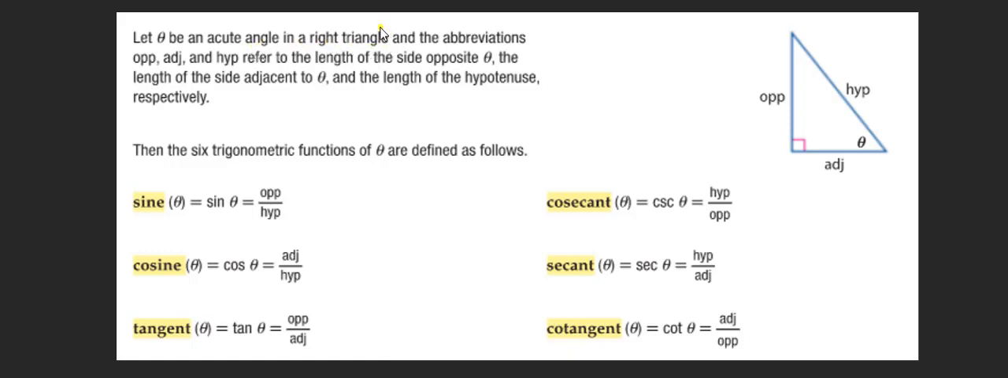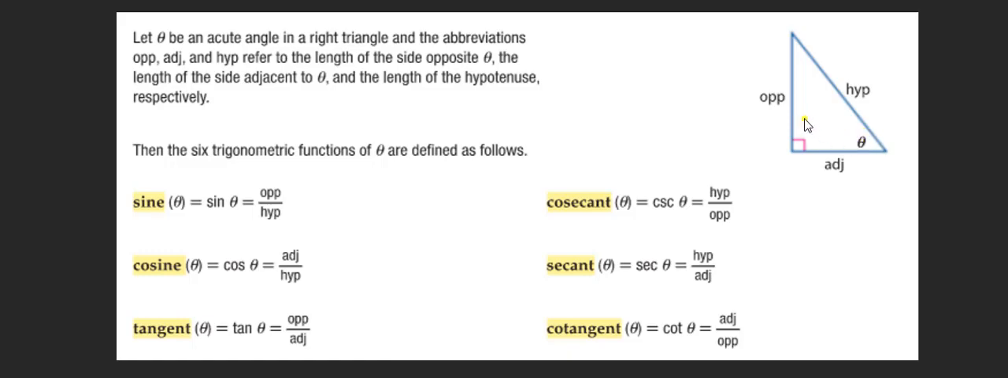In a right triangle, what is a right triangle? It's a triangle that has a 90-degree angle. And the abbreviations opposite, adjacent, hypotenuse refer to the length of the side opposite theta, the length of the side adjacent to theta, and the length of the hypotenuse, respectively. So it is important you see where the theta is located. The theta represents a measure of an acute angle.